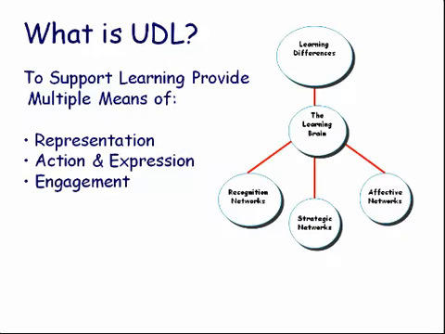So what is UDL? UDL is to support learning, providing multiple means of representation, multiple means of action and expression, and multiple means of engagement. When we look at learning differences and how we all learn differently, dependent upon content, we want to look at the learning brain. And the learning brain has 3 networks of learning: the recognition network, the strategic network, and the affective network. We're going to go into those in just a little bit.